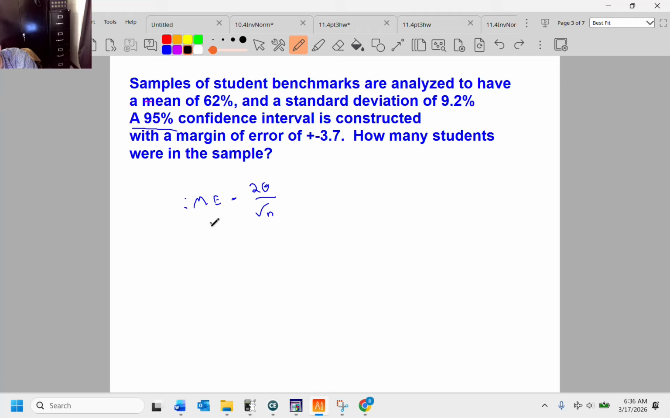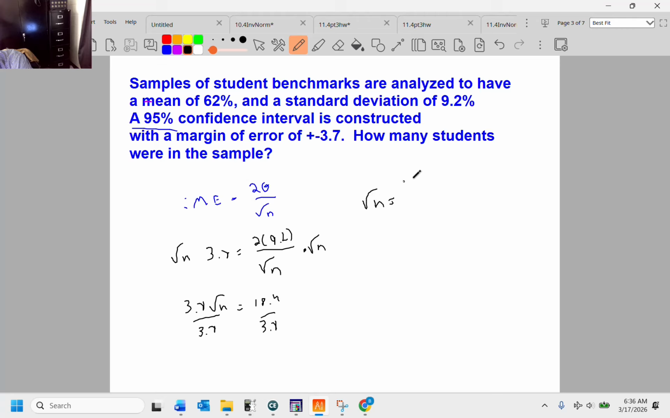All we're going to do is plug in and do algebra, because we are in algebra. Standard deviation is known to be 9.2, so twice 9.2. And the question was how many kids n were in the sample, so that's the unknown. The opposite of division is multiplication. So I'm going to have 3.7 square roots of n on the left, twice 9.2 being 18.4. Divide out my 3.7, and I don't care what 18.4 over 3.7 is, because I'm just thinking about the next move.